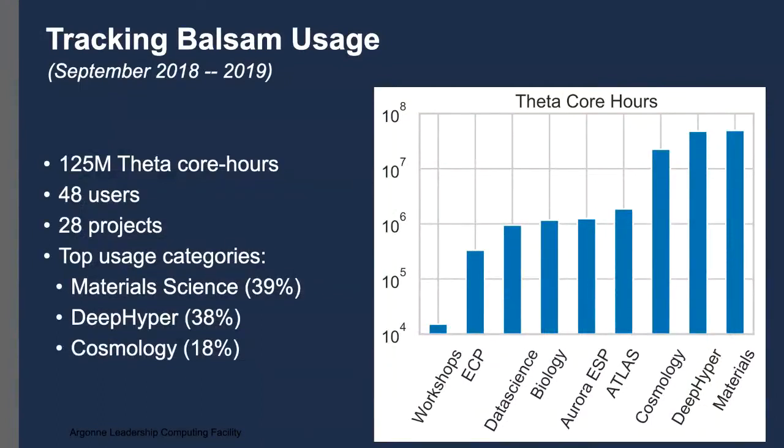Some of the dominant ones here are material science workflows. So these are several projects doing various simulations with applications like NWChem or VASP. And DeepHyper is another major usage of Balsam. This is a hyperparameter optimization framework that's used widely on our systems to find effective deep learning models for various scientific tasks.